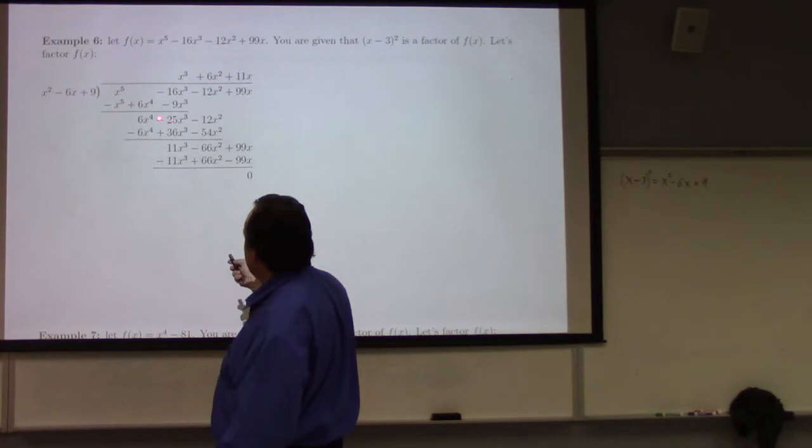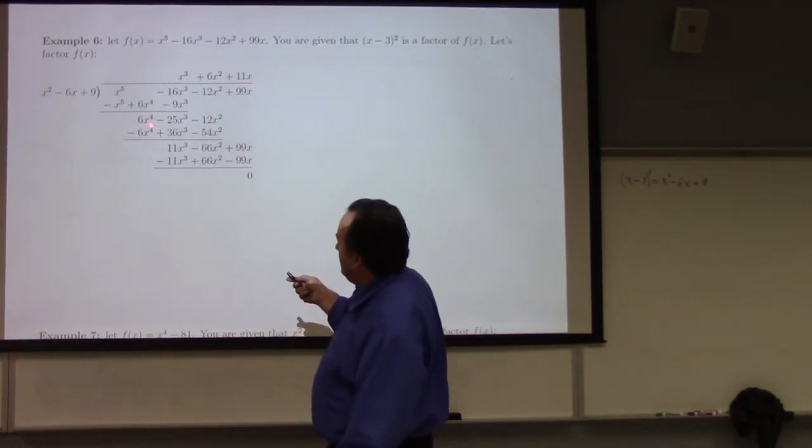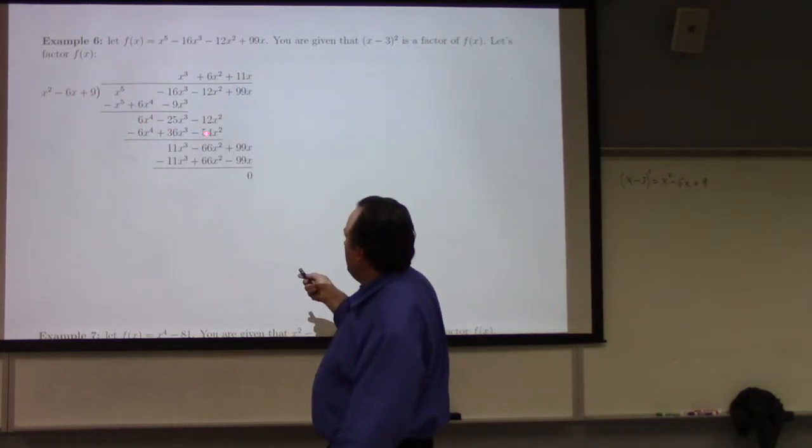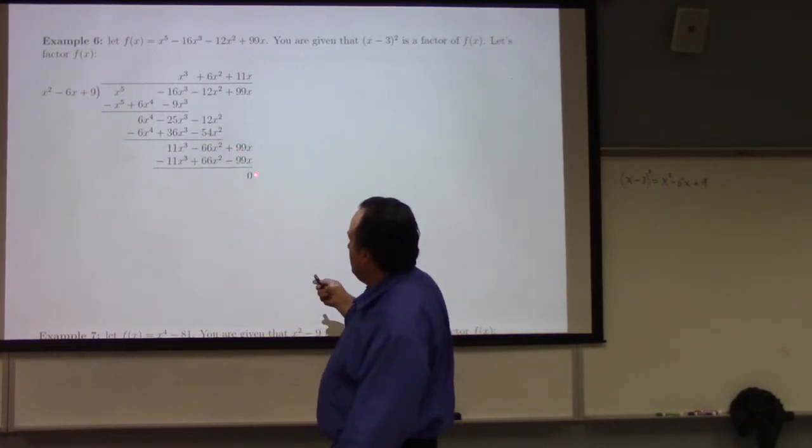And we get 6x to the fourth minus 16 minus 9 is minus 25x cubed. Bring down this minus 12x squared. Okay, to get the 6x to the fourth, I need to do plus 6x squared. 6x squared times x squared is 6x to the fourth. 6 times 6 is 36. 6 times 9, 54. You take the difference, you get 11x cubed. To get that 11, we need this 11x. 11x times x squared gives me 11x cubed. 11x times 6 is 66. 11 times 9 is 99. And then finally, you take the difference, you get remainder 0.